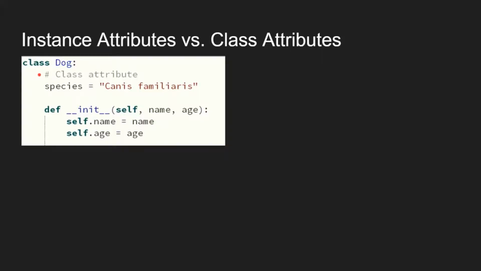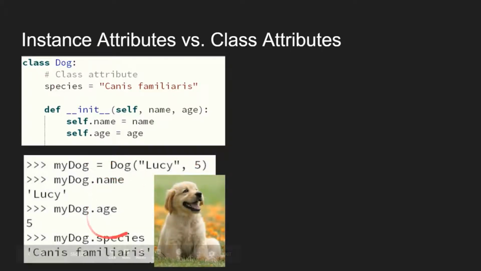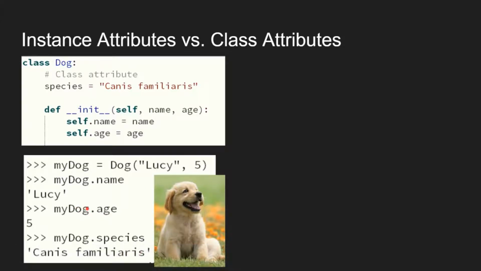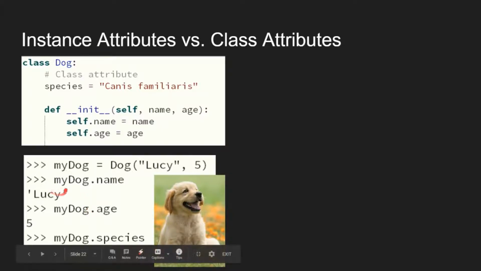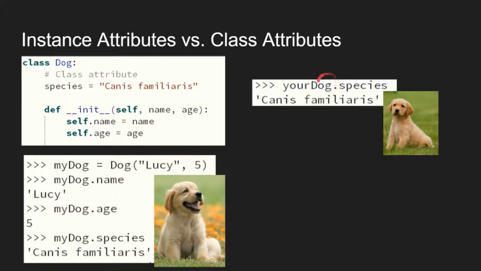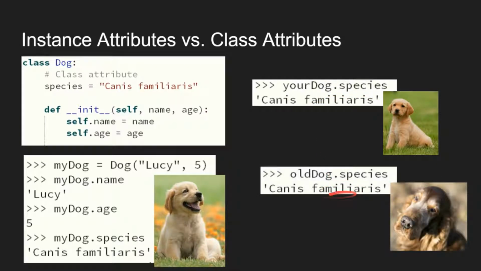So again, we have Lucy, and we can check her species, and you can see that it's Canis familiaris, while the name and the age are Lucy and 5. Similarly, no matter what we initialize Buddy with, his species will be Canis familiaris. And for old dog, his species will be Canis familiaris. So because all dogs will have the same species, it makes sense to have this defined outside the constructor because this isn't going to be unique to every dog.